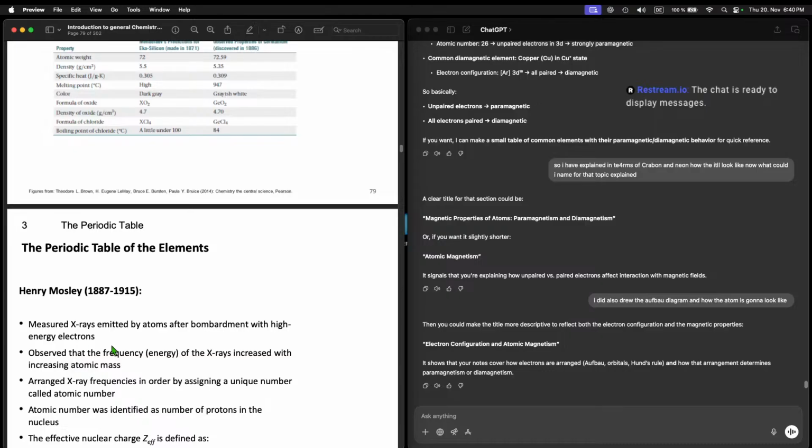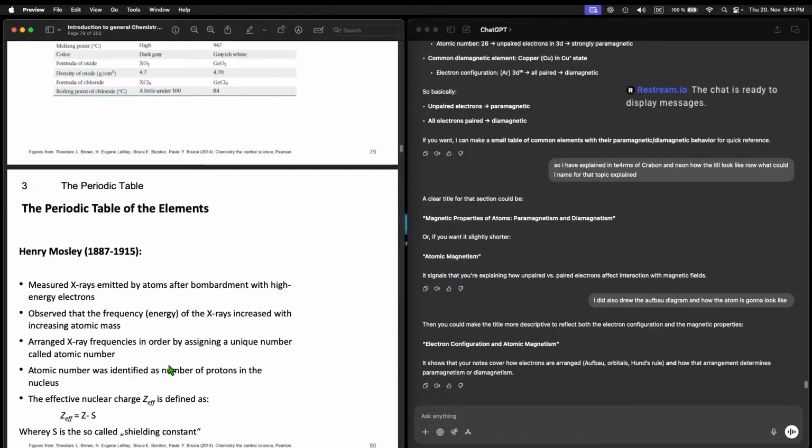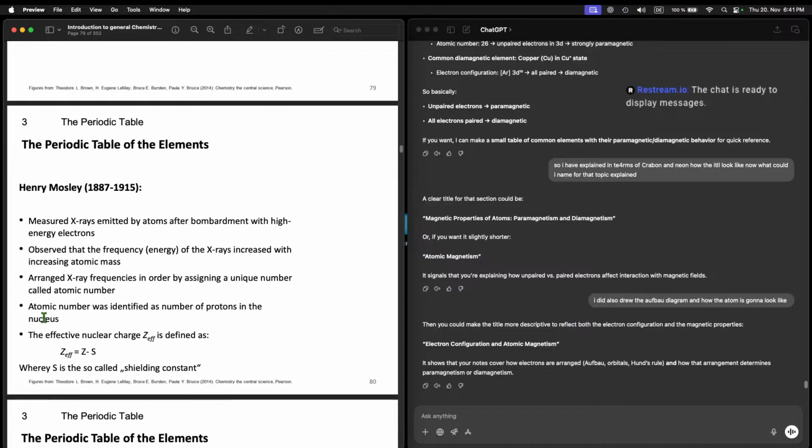Henry Moseley measured X-rays emitted by atoms after bombardment with high energy electrons and observed that the frequency of the X-rays increased with increasing atomic mass. He arranged the X-ray frequencies in order by assigning a unique number called the atomic number. The atomic number was identified as the number of protons in the nucleus.